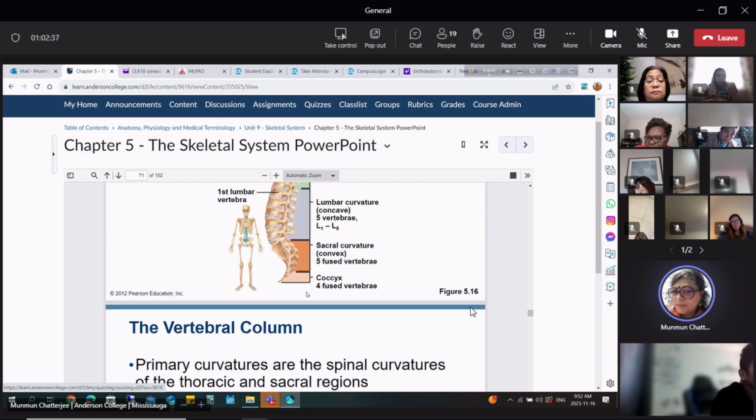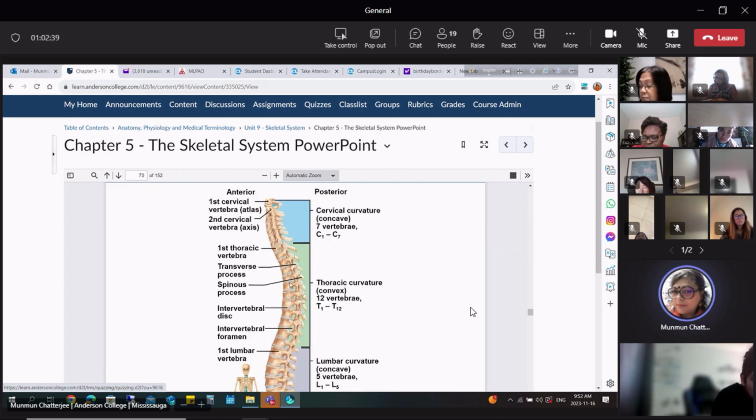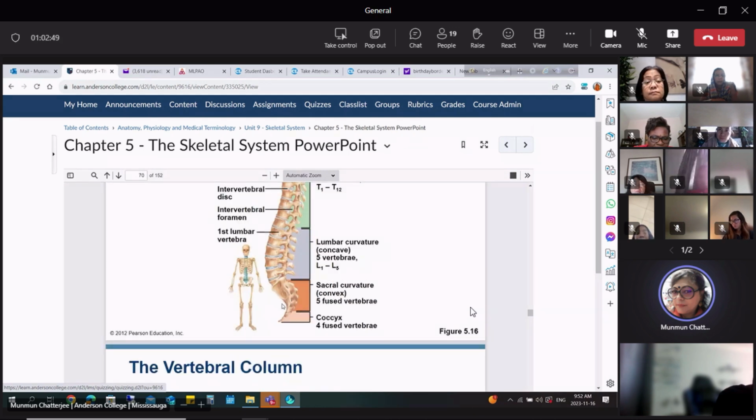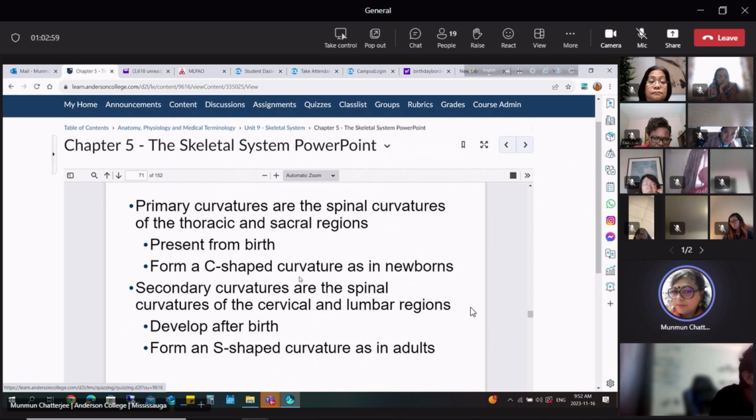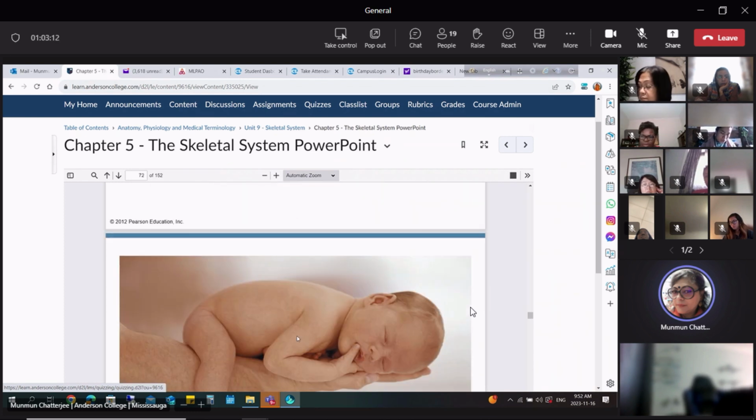The C-shaped curvature is present during birth and the very young stage. In the adult, it becomes S-shaped. See here. In the adult, the vertebral column is an S-shaped structure, and in the young or newborns it's C-shaped. The vertebral column structure in the newborn is C-shaped, and ultimately it turns S-shaped in the adult.